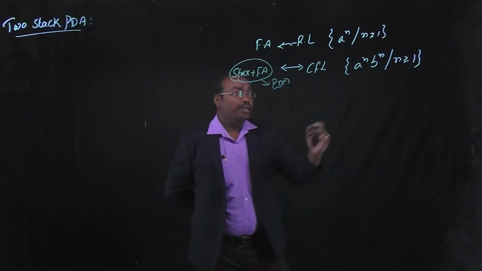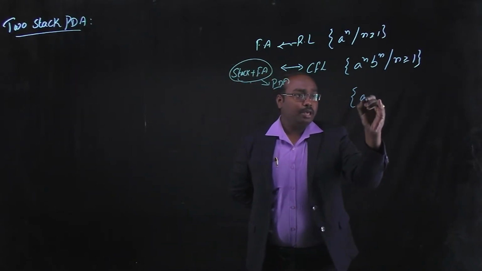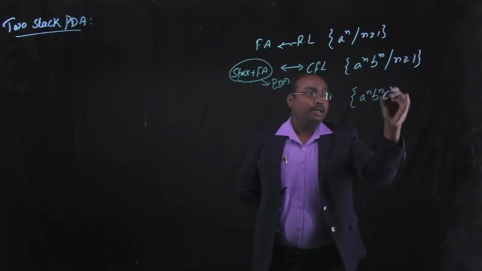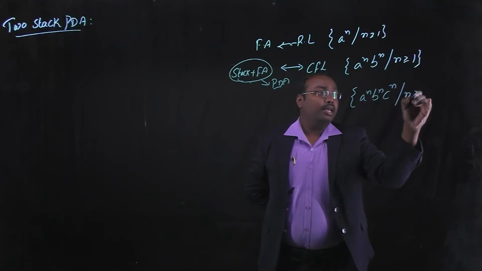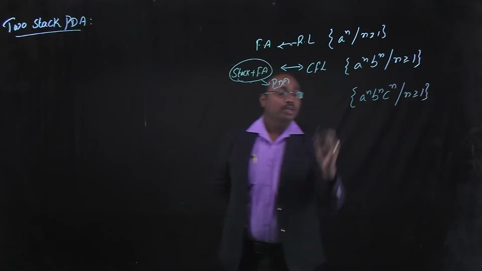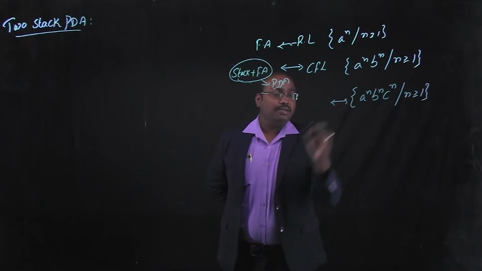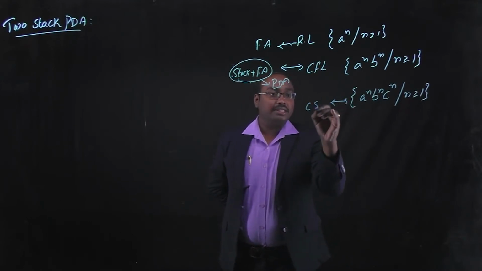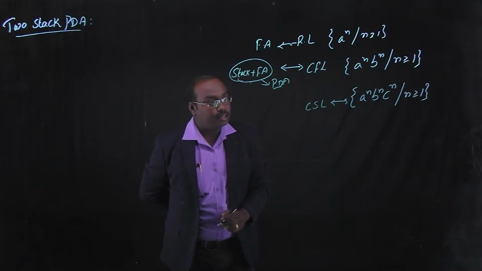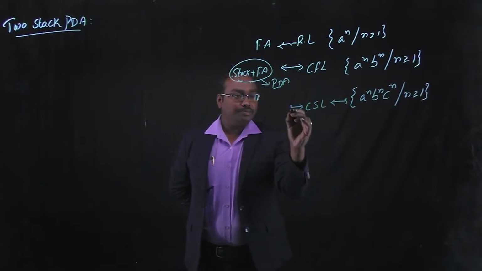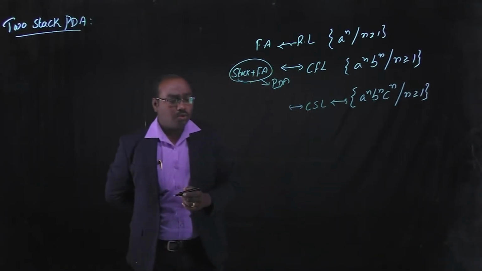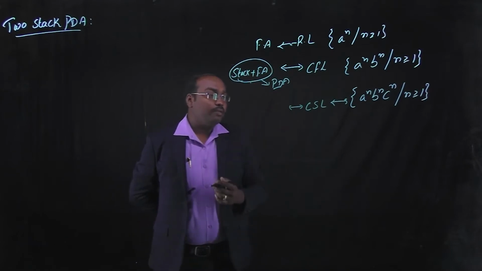Now we want to accept a power n, b power n, and c power n, where n is greater than or equal to 1. These languages are called context-sensitive languages. So how do we accept this type of language?